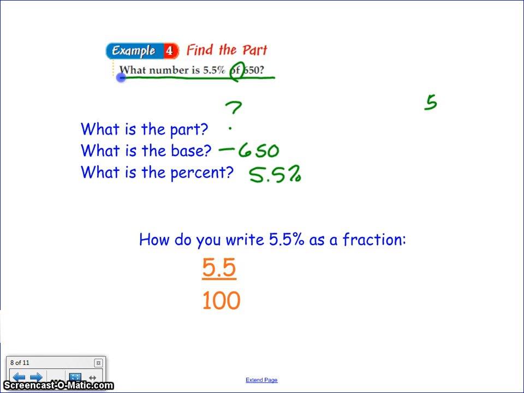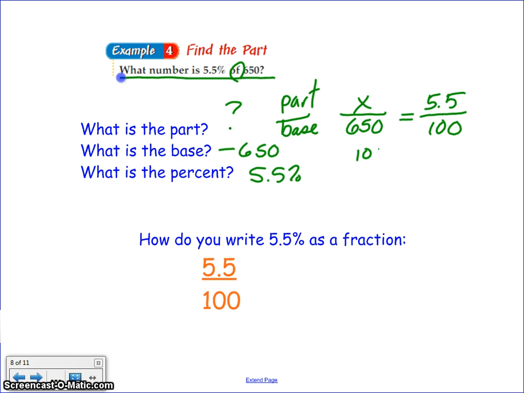We have 5.5 over 100 equals our part, remember, over our base. And our base is 650. And our part is what we don't know, so it's going to be x. We'll cross multiply: 100 times x equals 5.5 times 650. And then we multiply 5.5 times 650, and we get 3575.